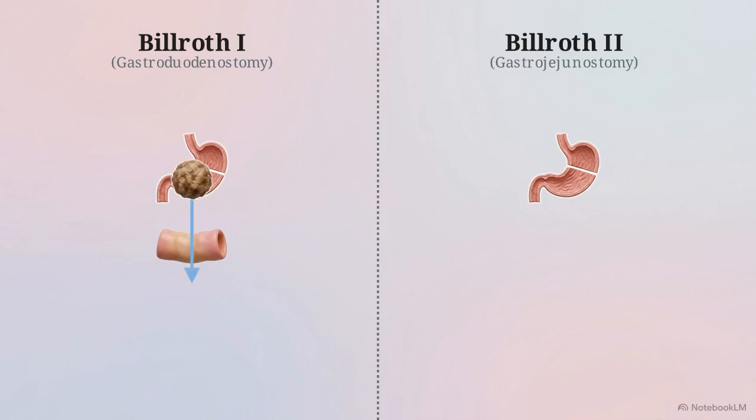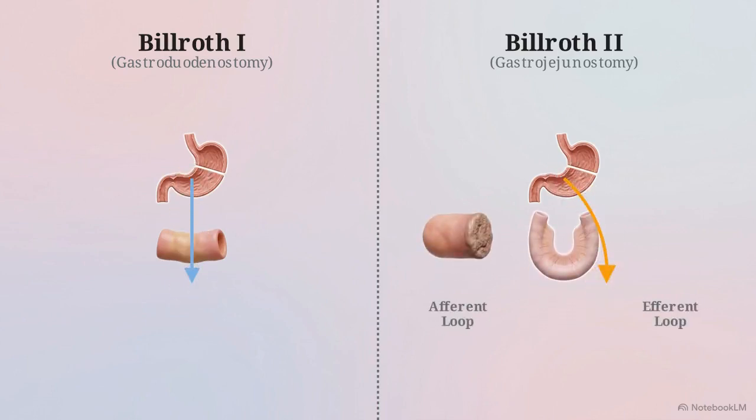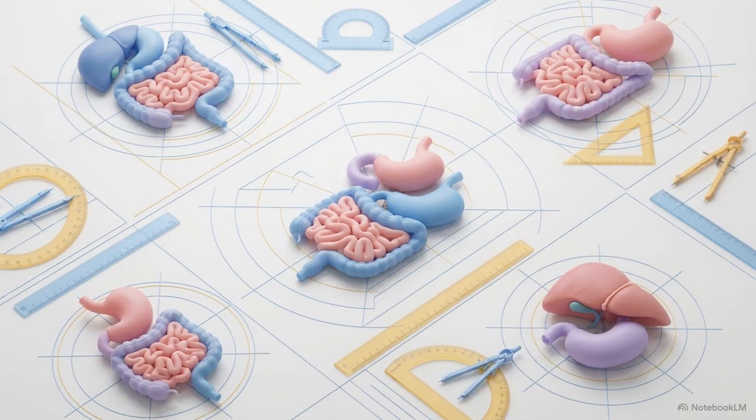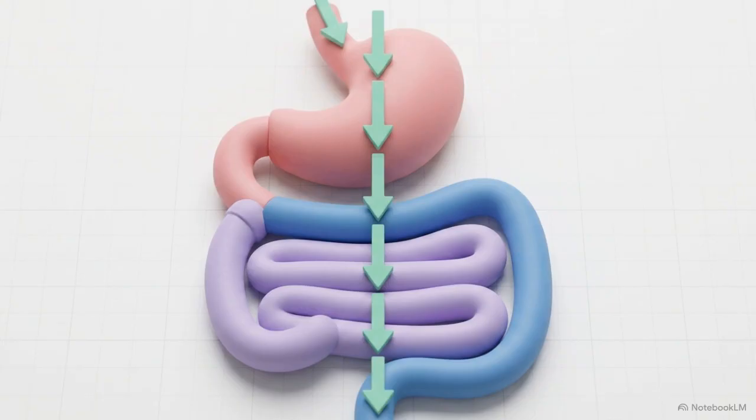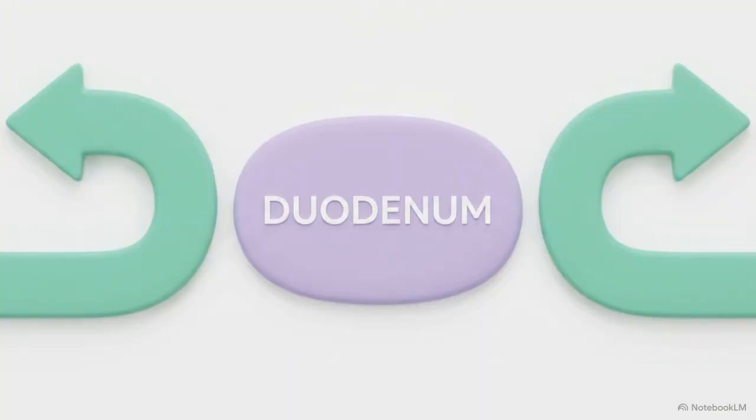On the left, the stomach connects directly to the duodenum. On the right, it connects to the jejunum. These two options represent different architectural philosophies. The first option maintains the normal physiological sequence of digestion, while the second executes a complete bypass of the duodenum.